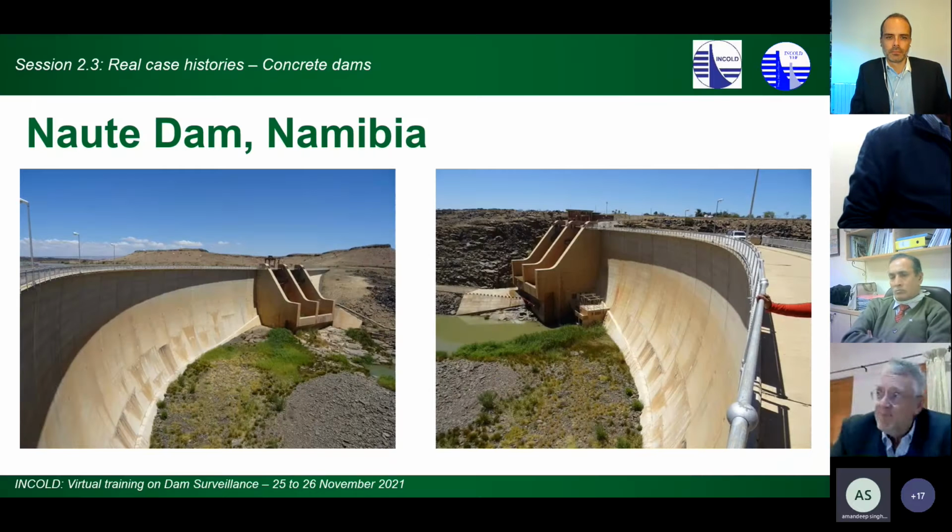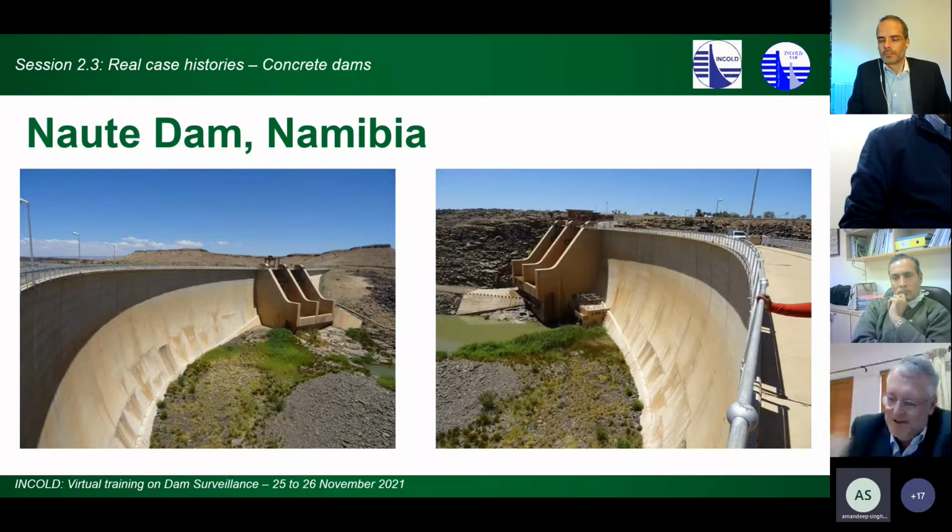In any case, this is Naute Dam in Namibia. It was built in the era here in Southern Africa when they built arch dams on any site. Nowadays, most probably we would not build an arch on this site. It's a very flat arch, so I don't think there's that much arch action. There's a lot of shear resistance that happens with this dam as well.